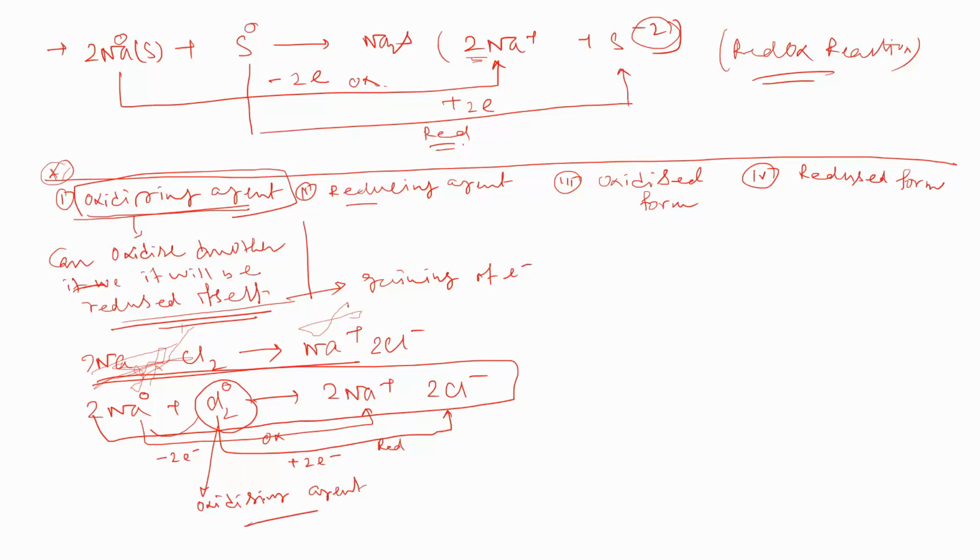Why am I saying chlorine is the oxidizing agent? Because here the chlorine oxidizes sodium from 0 to plus 1 and gains 2 electrons, and chlorine itself is reduced to the 2Cl minus ion. That's why chlorine is an oxidizing agent. When the sodium is oxidized from 0 to plus 1 oxidation state, it loses 2 electrons, and these 2 electrons are gained by the chlorine, and it is reduced to 2Cl minus ion. That's why it is the oxidizing agent.